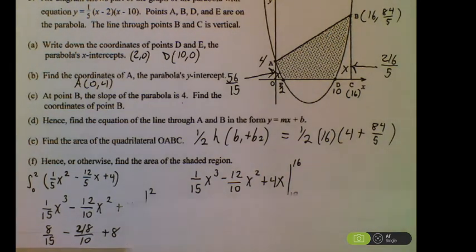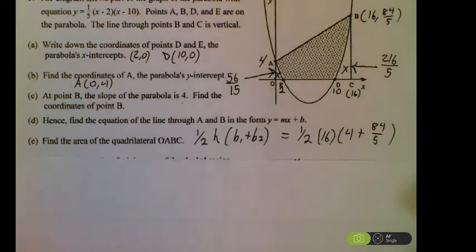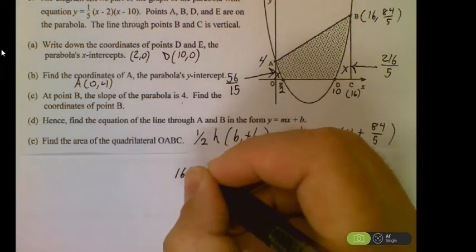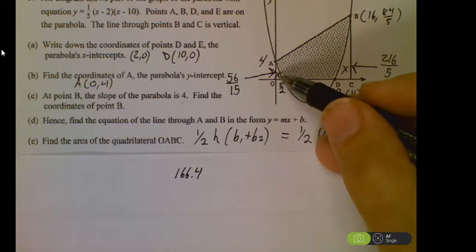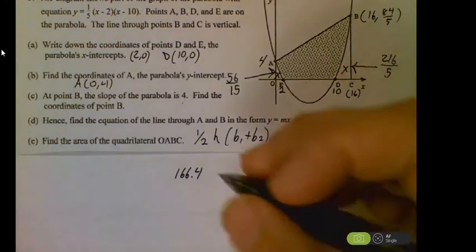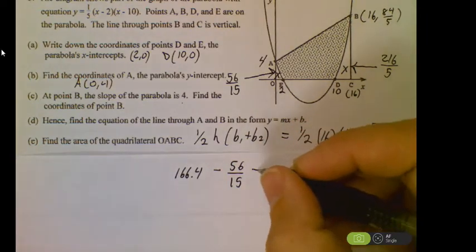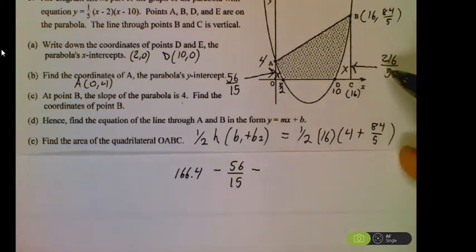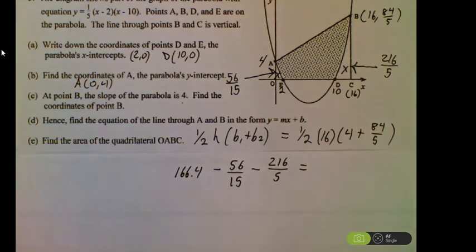And so now here's where we can finish everything off, sort of put it all together to get the shaded part. So we found the area of the quadrilateral to be the 166.4. So that was the entire trapezoid that we have right here. But I need to take away that area right there, which we figured out was 56 over 15. I also need to take away this area right here, which is the 216 over 5. So that we can be left with just the shaded part. So obviously just do that part in your calculator, and that's going to leave you with just the shaded region.